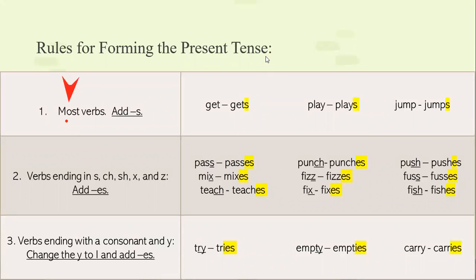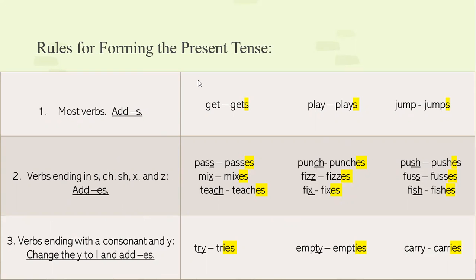Okay? So let me erase this here and this here so that we're not distracted with anything else. Okay, so we see some examples here: punch and punches, fizz, fizzes, fix, fixes, and I underlined the ending of these verbs so that you know why we are adding the es, and it's because they end with s, ch, sh, x, or z, okay?